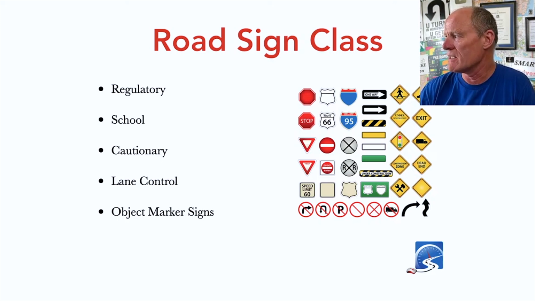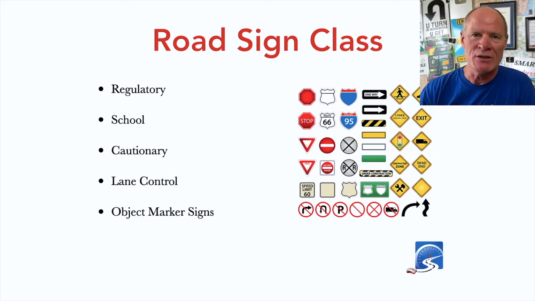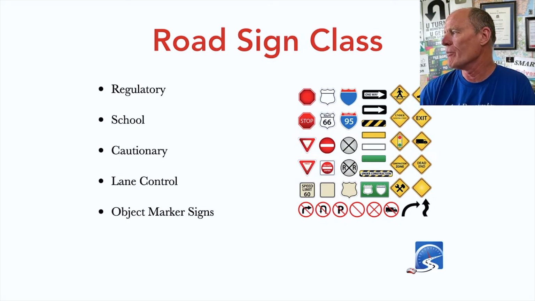Lane control signs, these are important when you're driving larger vehicles or you're in cities that are kind of patchwork together by urban planners, and you have to pay attention to which lane you need to be in to go in the direction that you want to go. And then, as I said, I have object marker signs. These are my favorite signs.